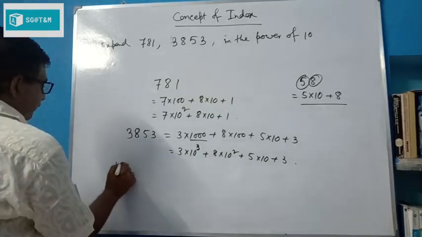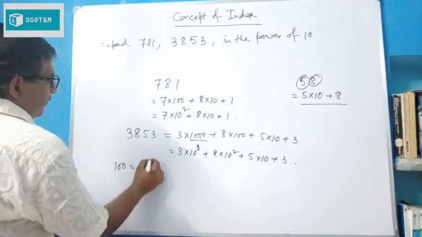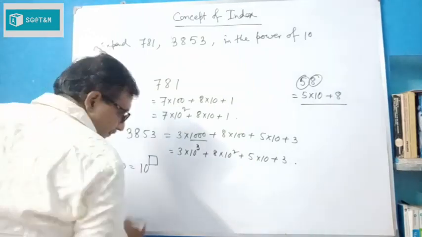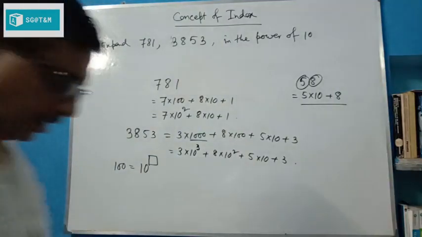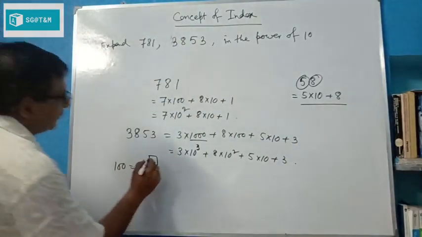So 100 can be put in the 10 to the power... 10 to the power how much? If this is the box, this is nothing but how much? The answer will be 2.